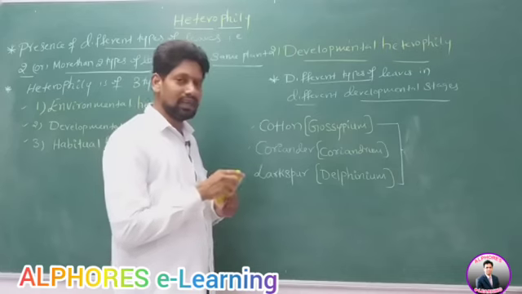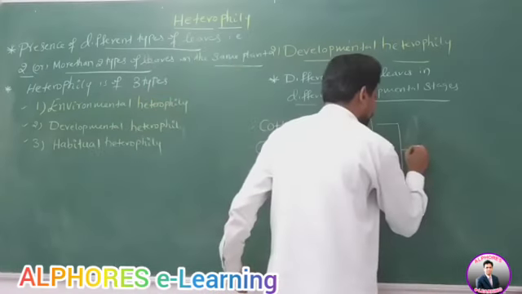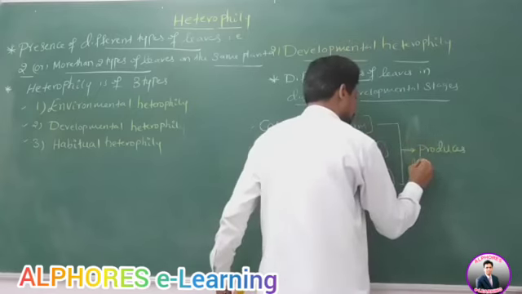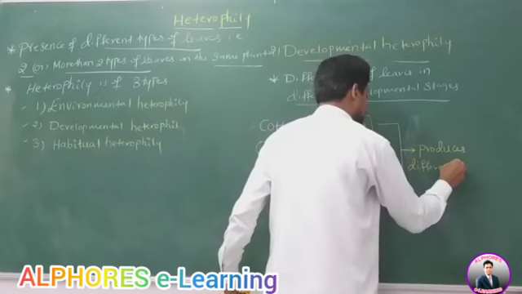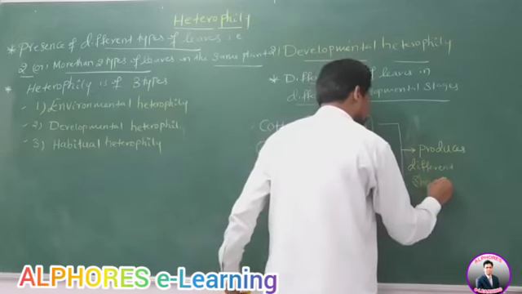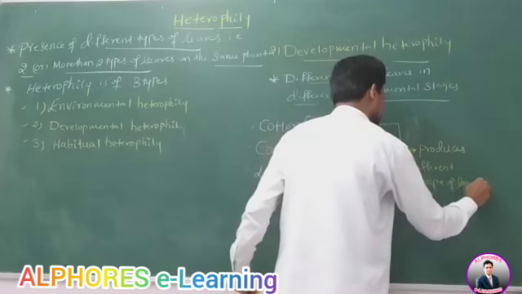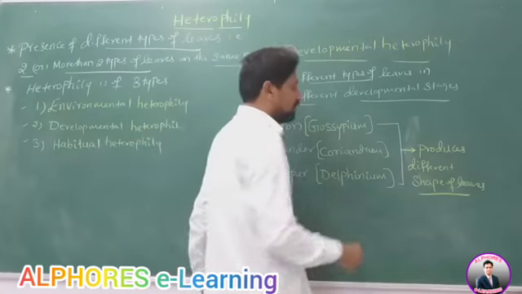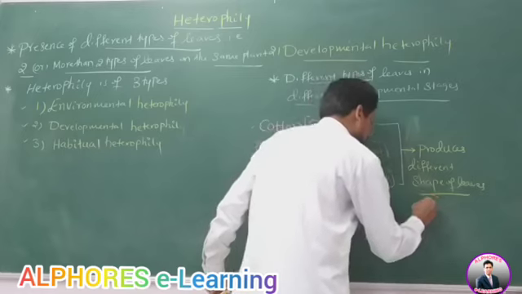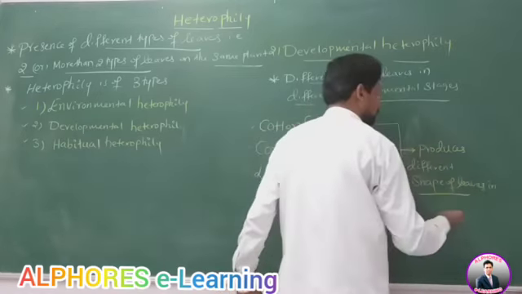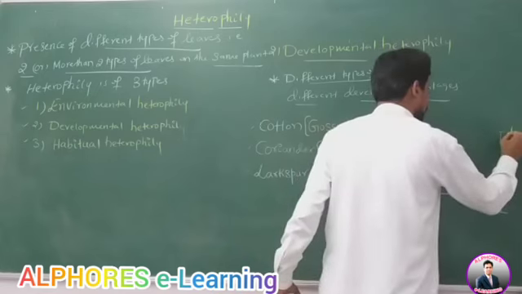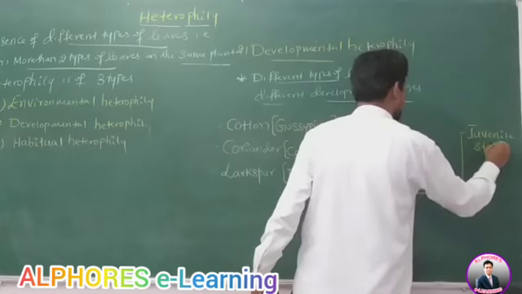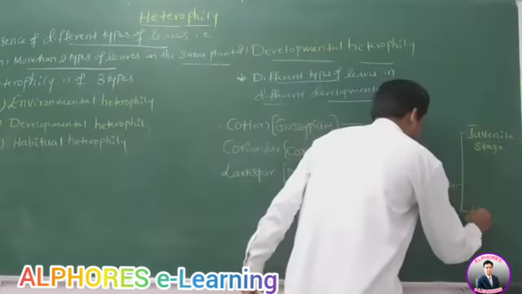Cotton, coriander and larkspur produce different shapes of leaves. It means leaves with different shapes. Therefore, they produce different shapes of leaves where, sir? In the juvenile stage. Juvenile means young stage, right? And the adult stage.